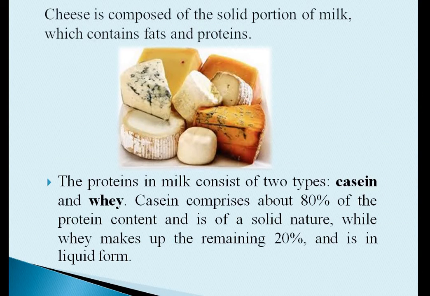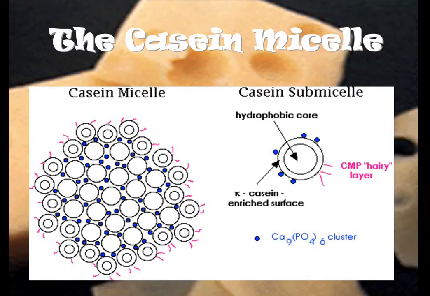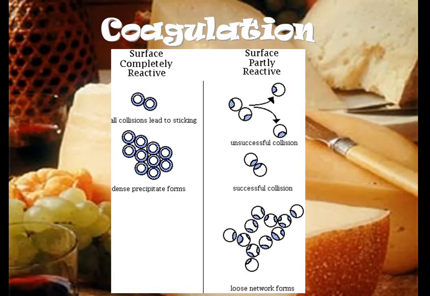Cheese is composed of the solid portion of milk, which contains fats and proteins. The proteins in milk consist of two types, casein and whey. Casein comprises about 80% of the protein content and is of a solid nature, while whey makes up the remaining 20% and is in liquid form. The pictures are just to help you understand how the casein forms the cheese gel.